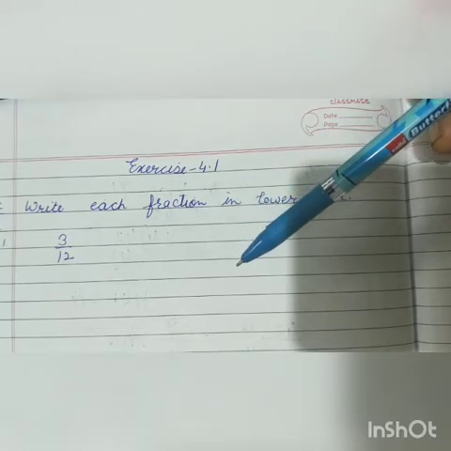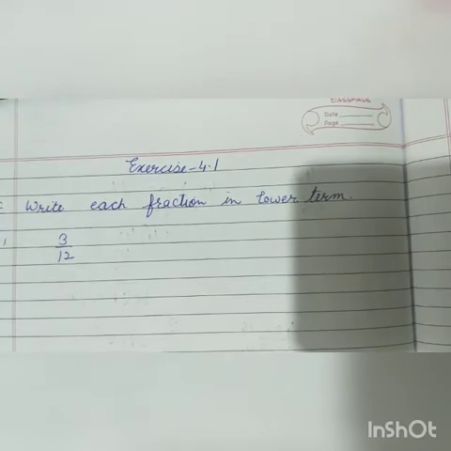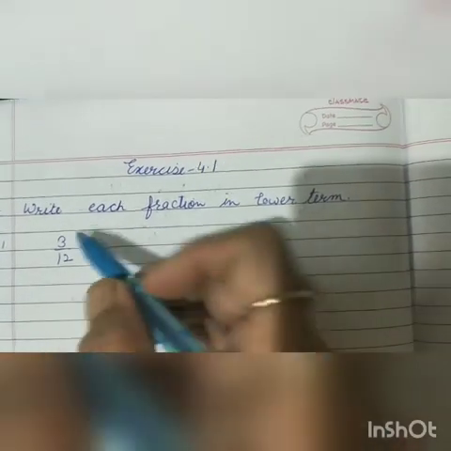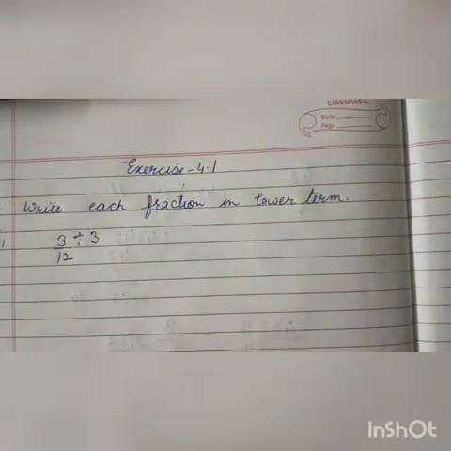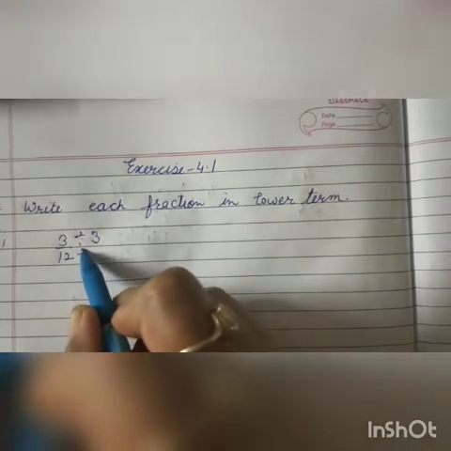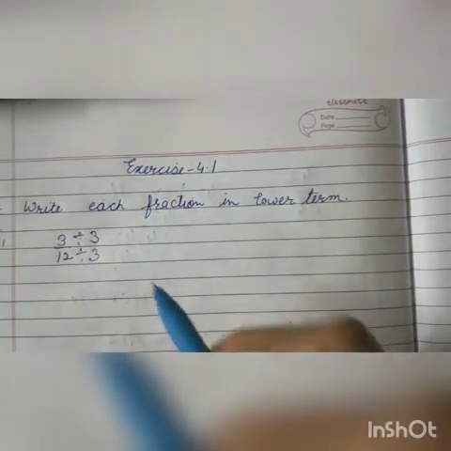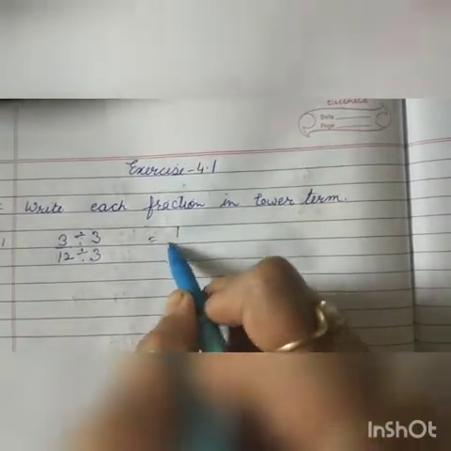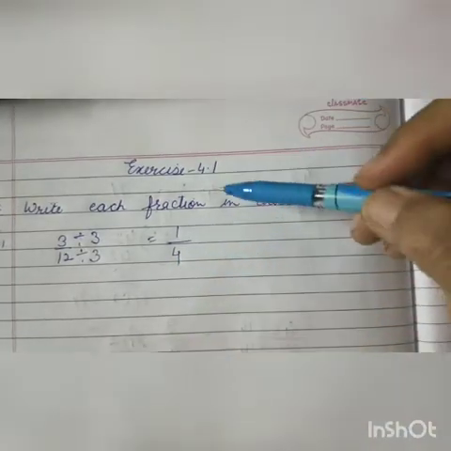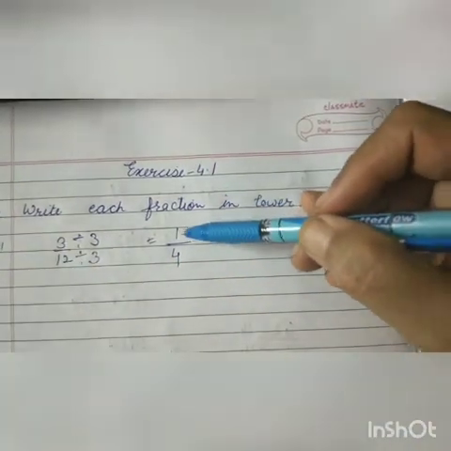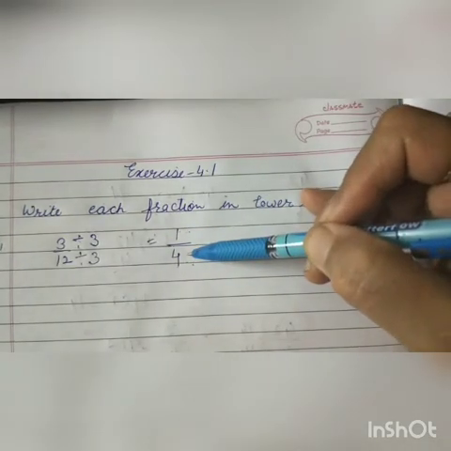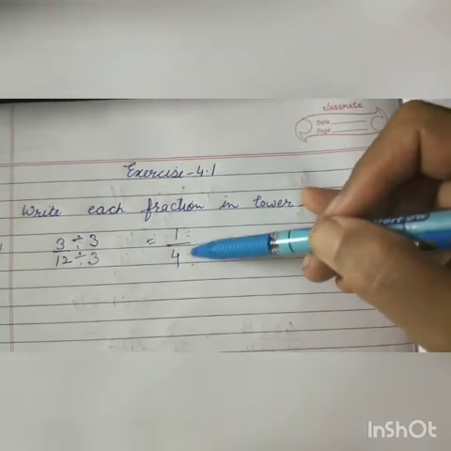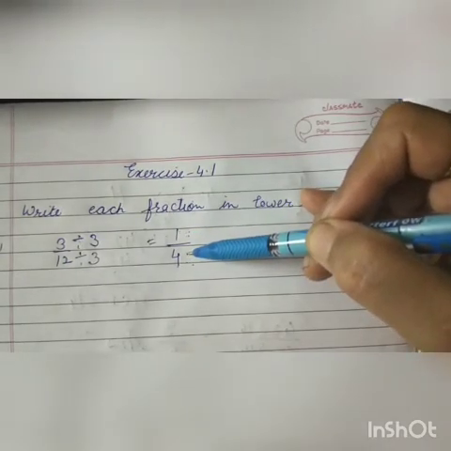3 ones are 3, 3 fours are 12. So this fraction 3 by 12, if we divide by 3, please keep in your mind, when you are dividing numerator by any number, you have to divide denominator by the same number. So if you are dividing by 3, you have to divide 12 also by 3. 3 divided by 3 is 1. 12 divided by 3 is 4. So lowest term of 3 by 12 is 1 by 4. Now there is no common factor between 1 and 4 except 1. So 1 by 4 is the lowest term of 3 by 12.